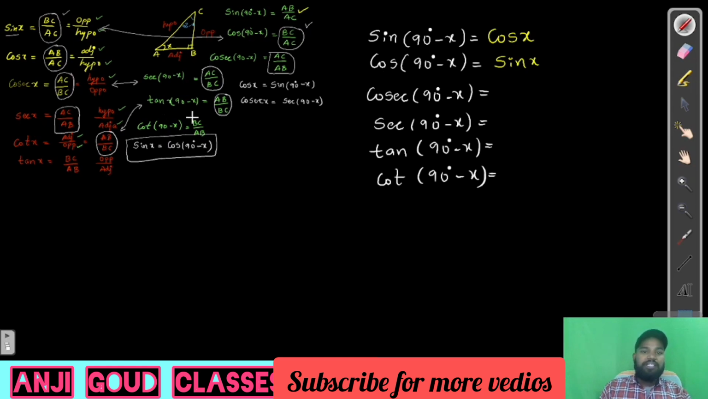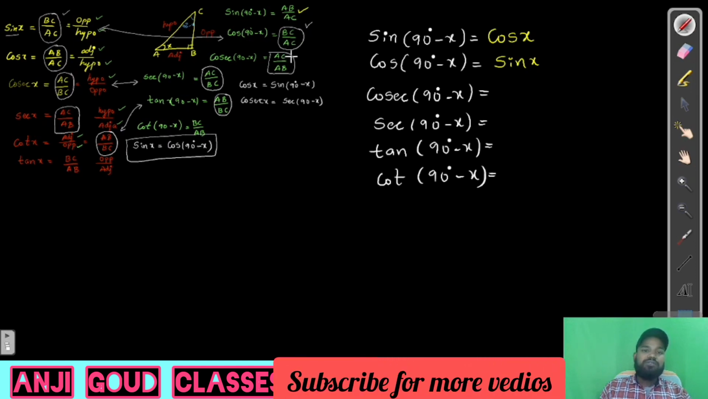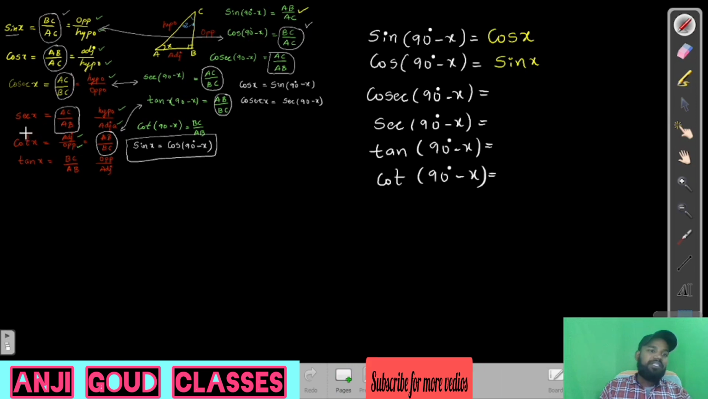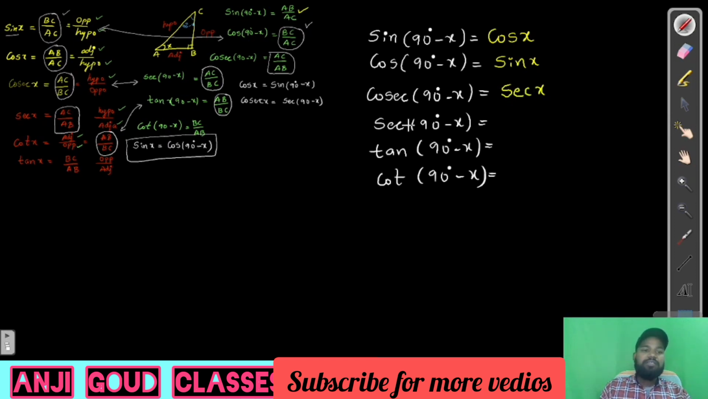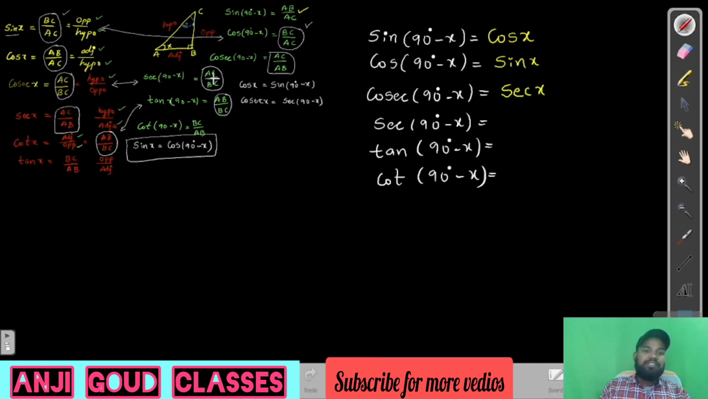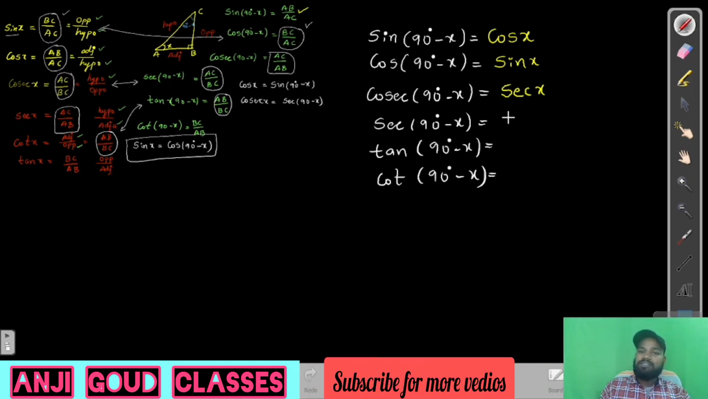Cosec 90 minus x is equal to what? So cosec 90 minus x equals AC by AB. Where is AC by AB? That is nothing but sec x. Next, sec 90 minus x. Sec 90 minus x is AC by BC. That is nothing but cosec x.